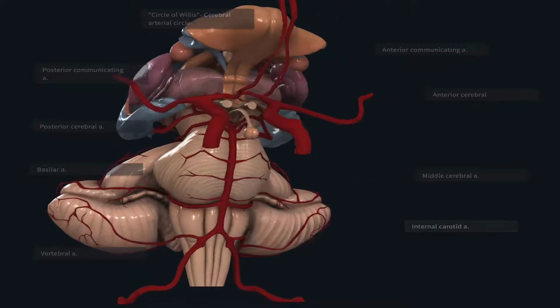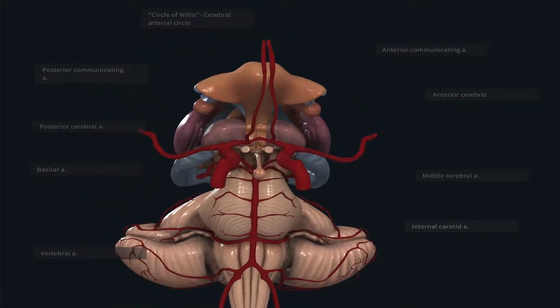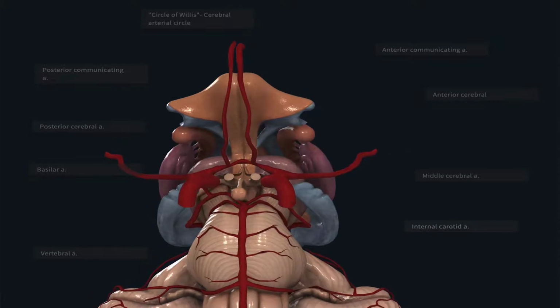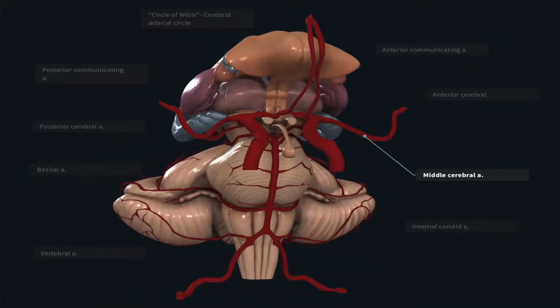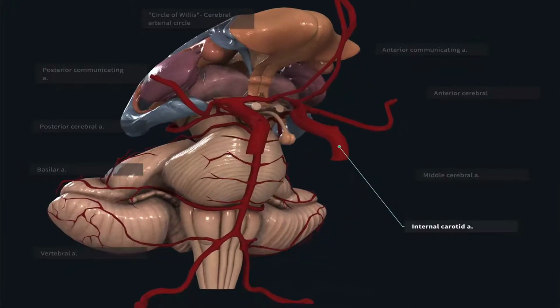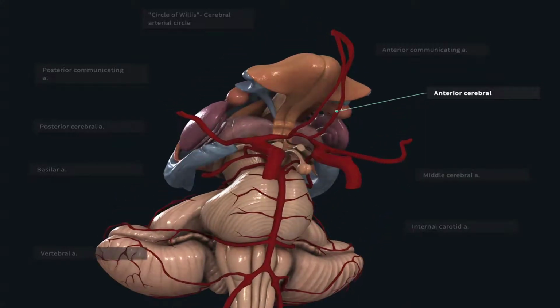Now, the internal carotid artery is a major blood vessel that is going to supply the anterior and lateral aspects of our brain. The major vessels branching off of this that I want to highlight are the middle cerebral artery and the anterior cerebral artery. So the internal carotid artery is essentially going to split into a branch that goes laterally out towards the parietal and temporal lobes, and an anterior branch that's going to go towards the frontal lobes.